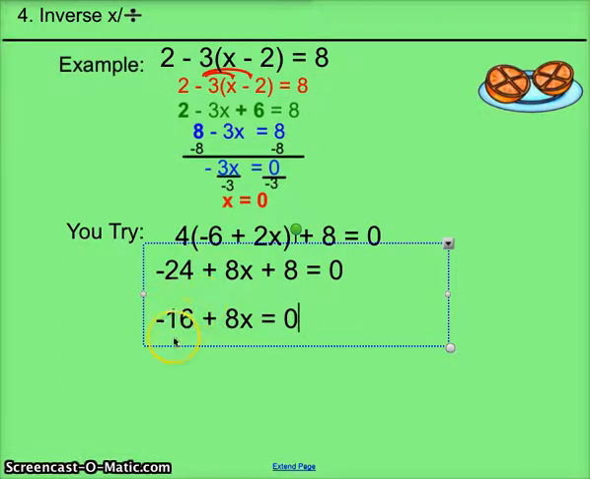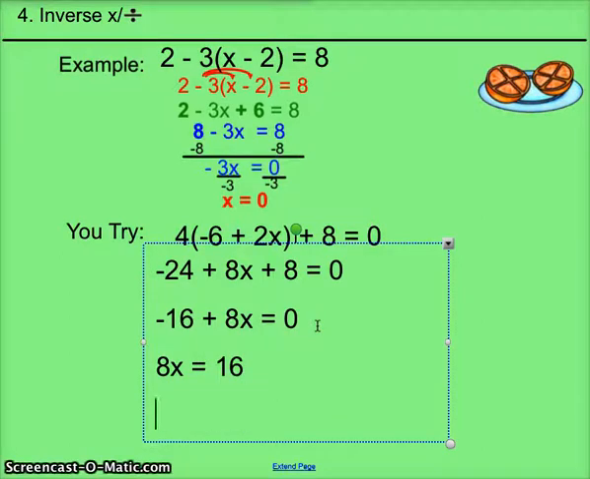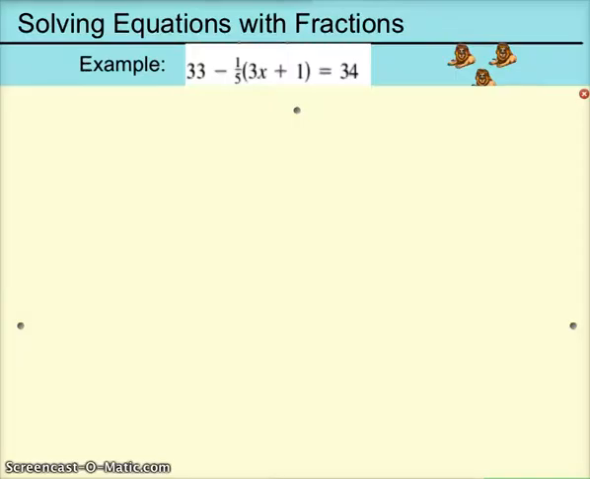Now you want to add 16 to both sides of your equation. When you do that, you're left with 8x on this side equals positive 16. Divide by 8 on both sides, and you should get x equals 2. Now we're going to move on to solving equations with fractions. I know when I say the word fraction, sometimes students go into a panic, but I promise it's going to be okay.